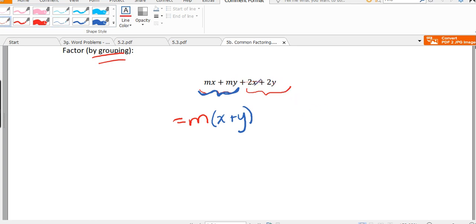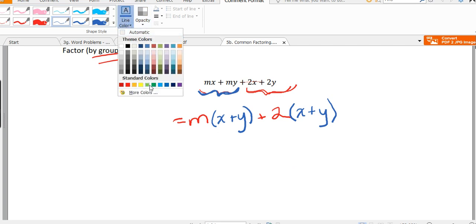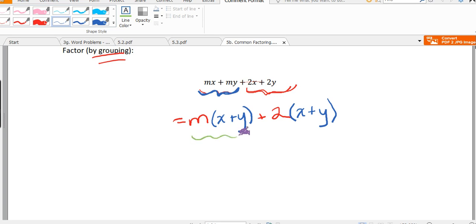2x plus 2y. What can I factor out of those 2? Just the 2. Now, if I look at this, what is left over inside my bracket? Well, if I factor the 2 out of the 2x, I just have an x. If I factor a 2 out of the 2y, I just have a y. Now, pay attention to the colors. What do you notice?